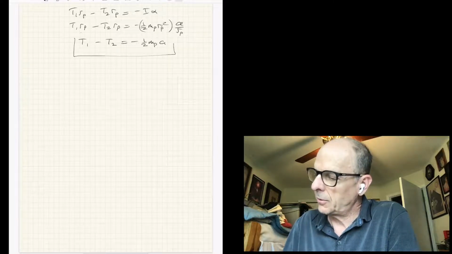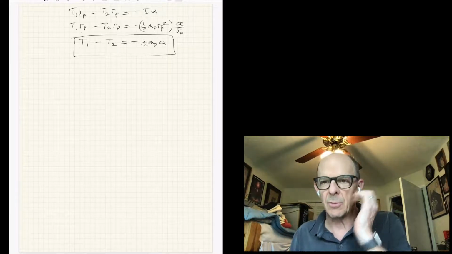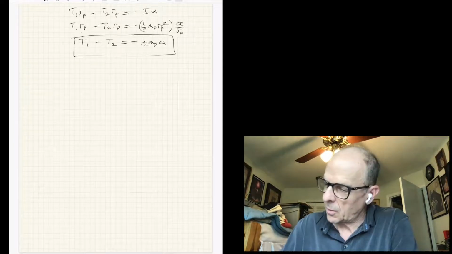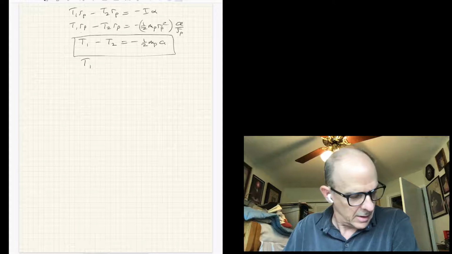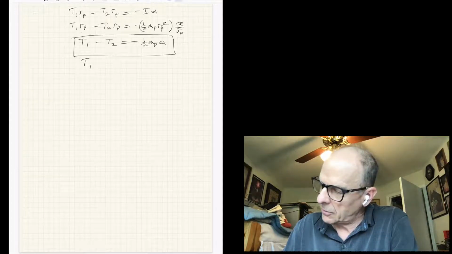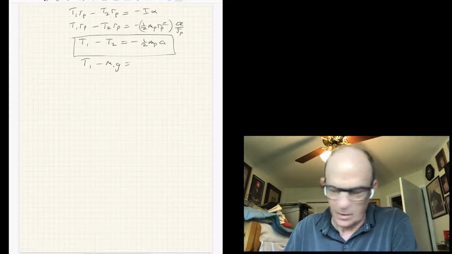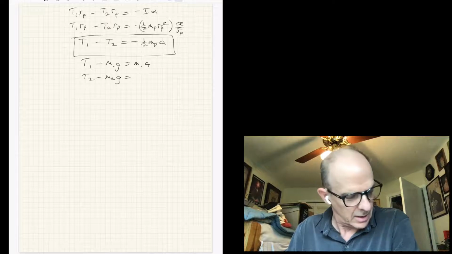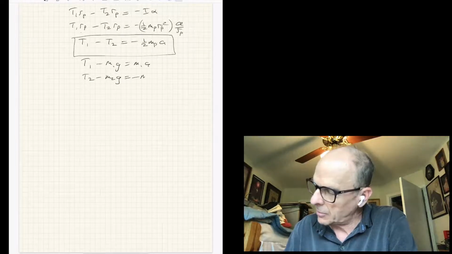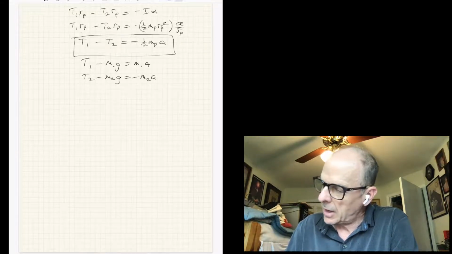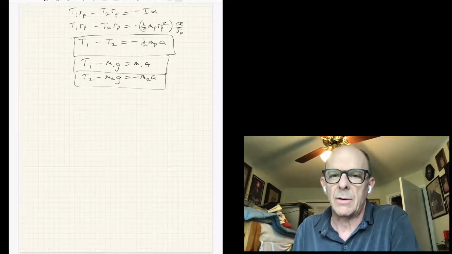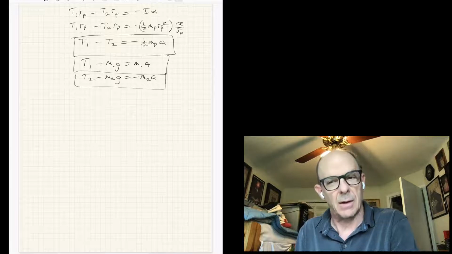So that's what Newton's second law for the rotational motion of the pulley gives us. And our first two equations were T1 minus M1 G is M1 times A, and T2 minus M2 times G is equal to minus M2 times A. So now I have three equations with three unknowns, T1, T2, and A. I'm basically done with the physics.